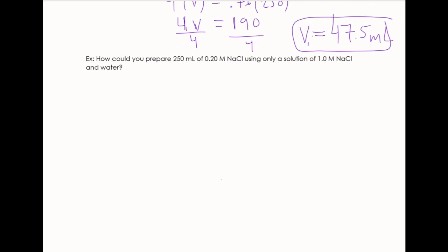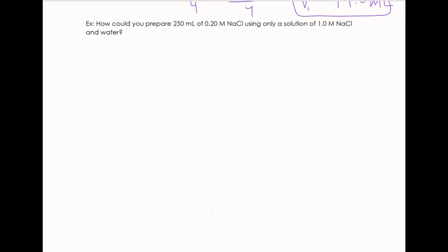Okay, and our last question here is a little bit different than the first two. This one says, how could you prepare a solution? And then it gives you some kind of details there. So this one's different because it actually wants the lab directions, like physically, how would you do it? How could you prepare this solution? Okay, so that's what makes this one different.